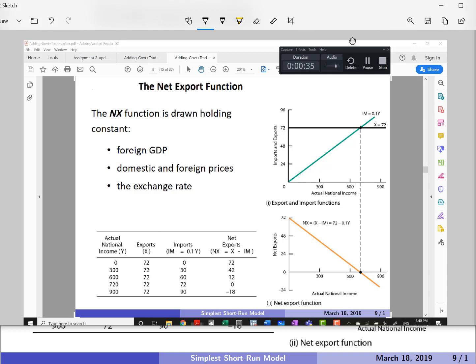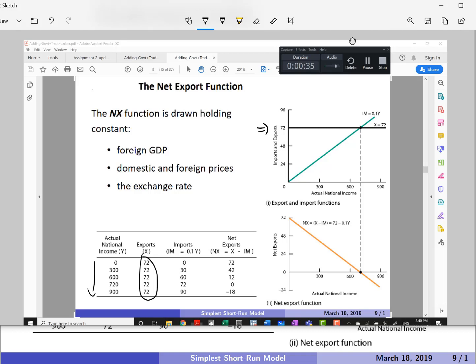We're making this assumption, remember, that exports are autonomous and they're just a constant. So notice that no matter what the level of y, so this is the level of y going up in this first column, regardless of the level of actual national income y, the level of exports remains constant. It doesn't change. It's 72 no matter what the level of y. And so if we look at the graph in the top right, that just means it's a flat line, right? It's just some constant number at 72.